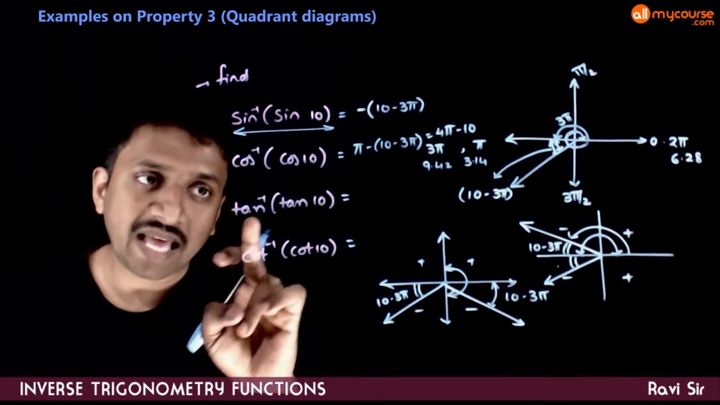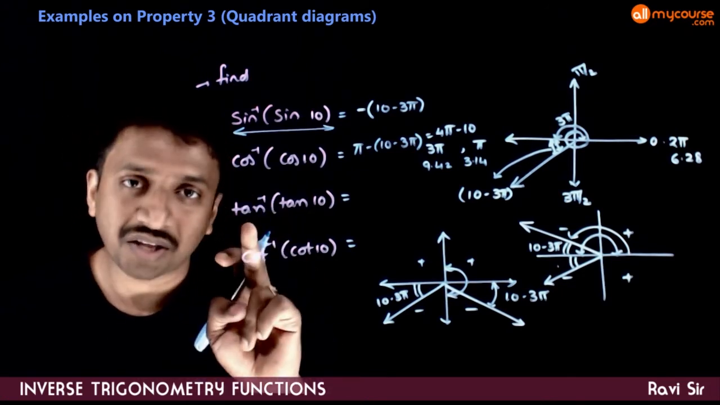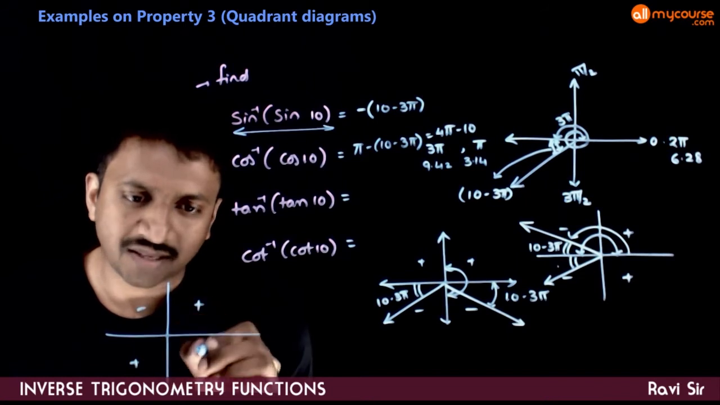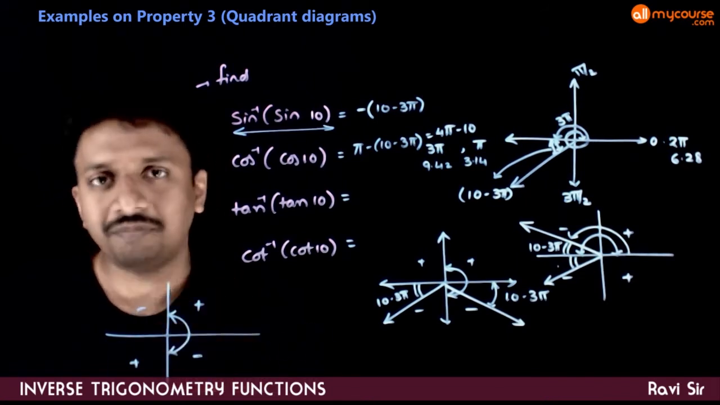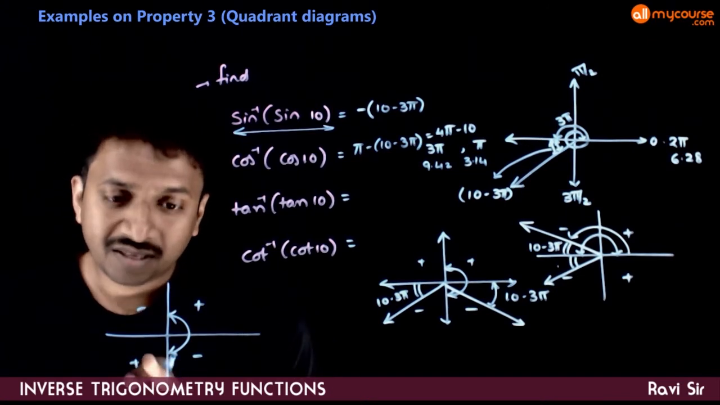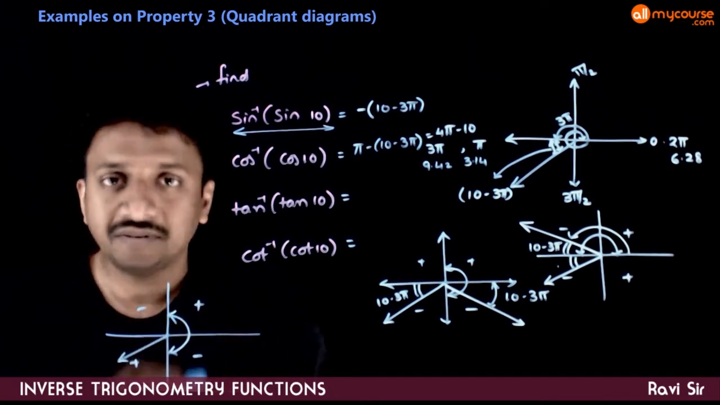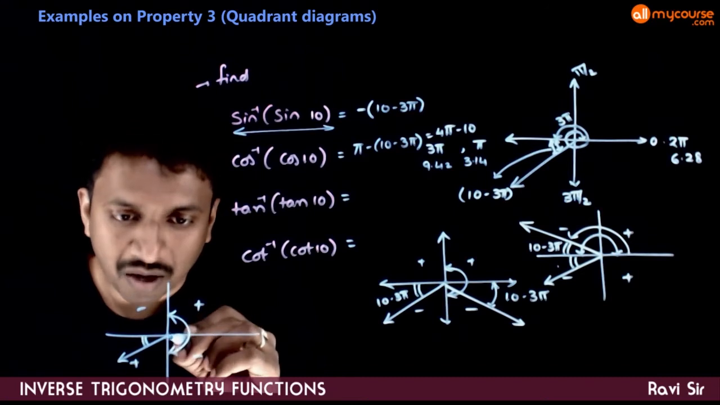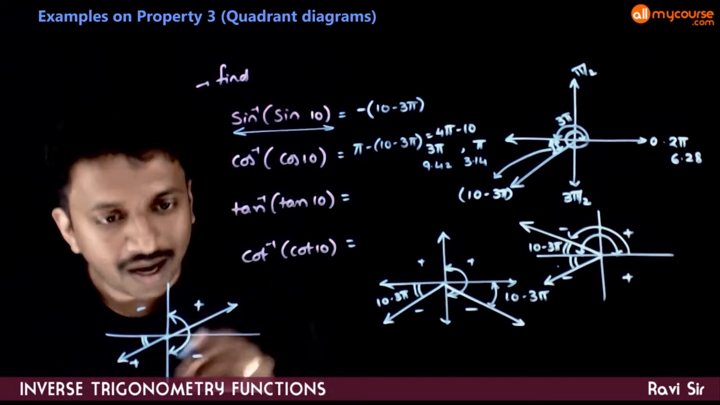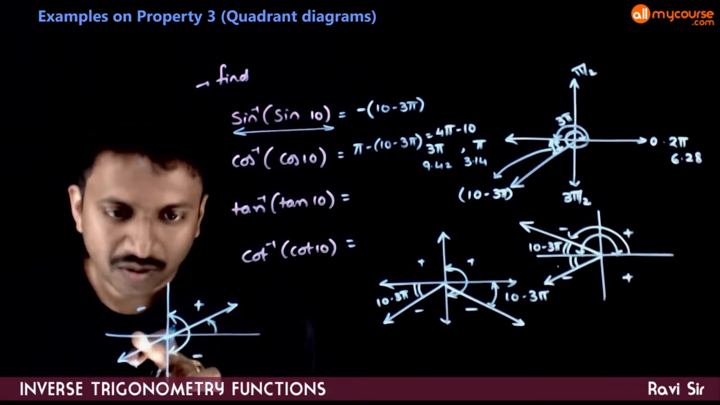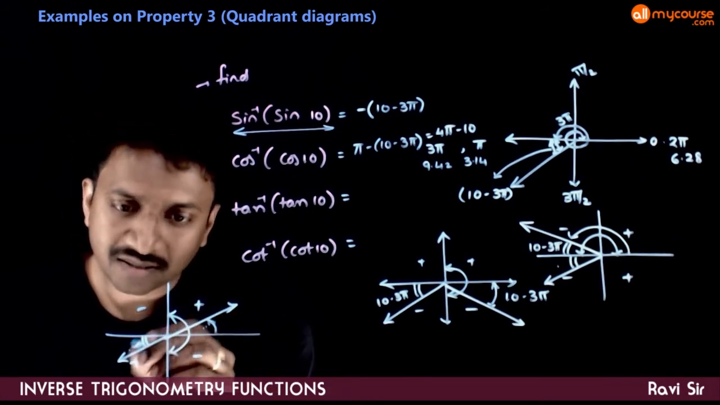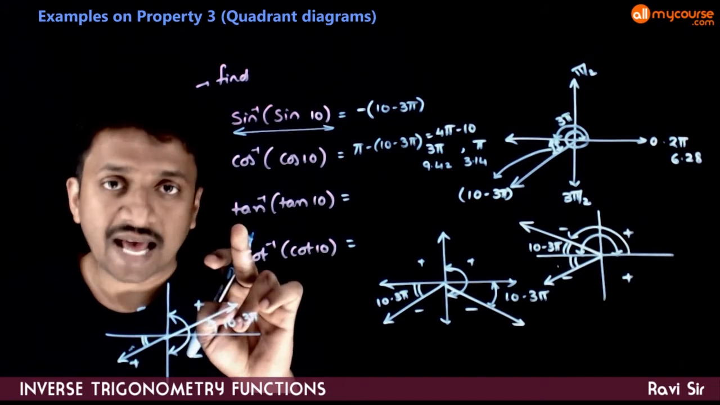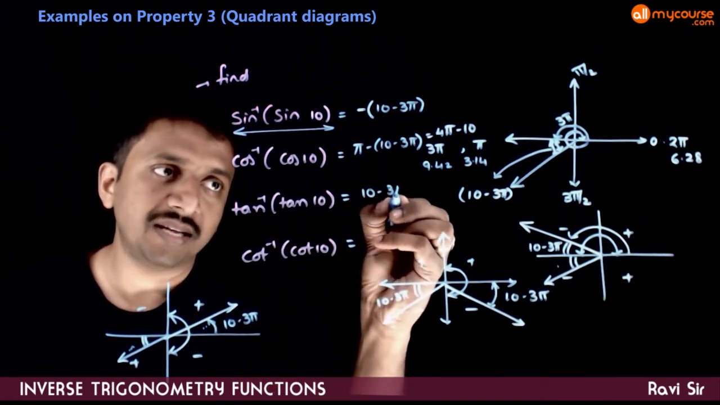Next, tan inverse of tan 10. So let us draw the quadrant diagram for tan inverse. So plus, plus, minus, minus, and minus pi by 2 to pi by 2. Now, the reflection. So the ray is somewhere here. And this angle is 10 minus 3 pi. Now the reflection here is about origin. So you have to go here. And whatever is this angle is the answer. So as you can see, these are vertically opposite angles. So if this is 10 minus 3 pi, this is also equal to 10 minus 3 pi. So tan inverse of tan 10 is 10 minus 3 pi.